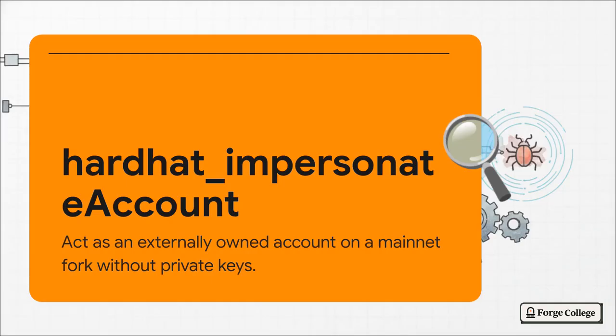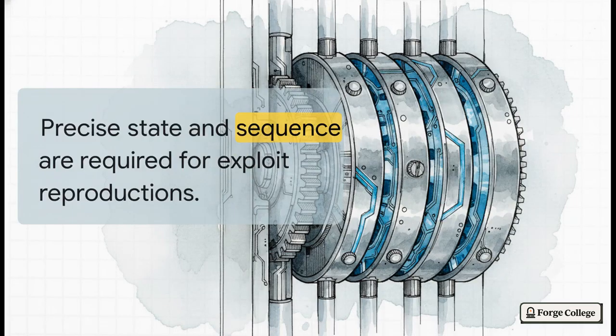I want to talk about step 2 for a second, because the hardhat impersonate account command is brilliant. It's literally your ultimate digital disguise. It lets you act as any externally owned account on a mainnet fork without ever needing their private keys. You want to act as a super wealthy whale to set up huge token balances for your attack? Boom! This command lets you slip on their mask and instantly have the exact on-chain footprint you need to pull the whole thing off. Here's the kicker, though.